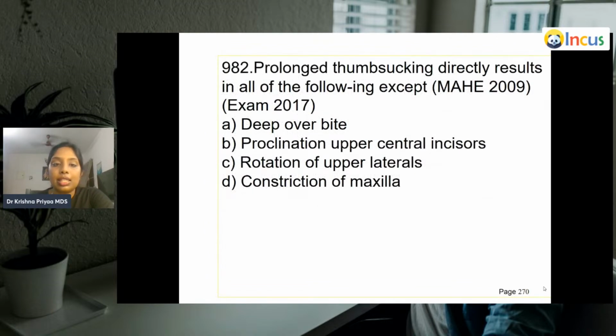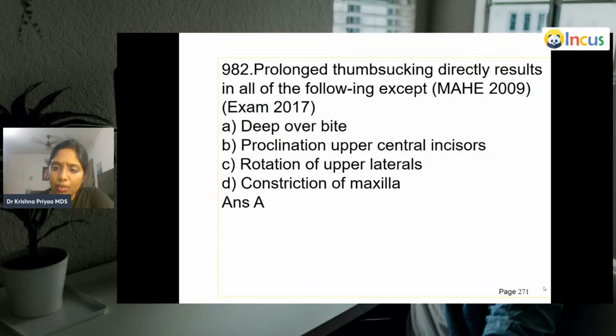Prolonged thumb sucking directly results in all of the following. So the keyword is except. So they've given except this; it is associated with all the other things. So either deep overbite, proclination of upper central incisors, which is a possibility, rotation of upper laterals, and constriction of maxilla. Constriction of maxilla obviously happens because there's suction in the anterior aspect. Proclination happens because of which deep overbite might be assumed to happen.